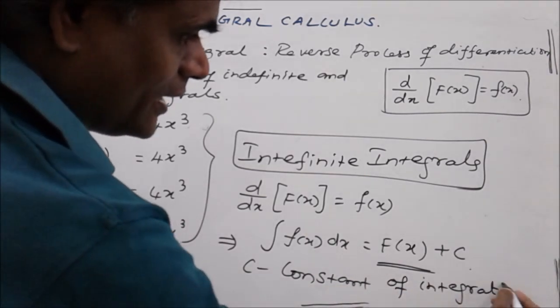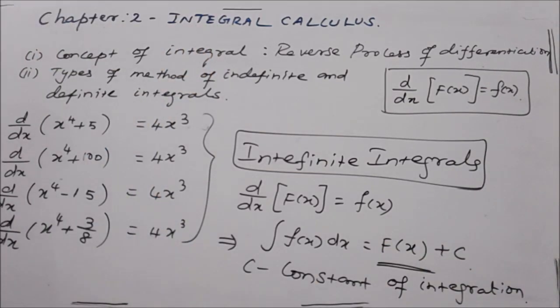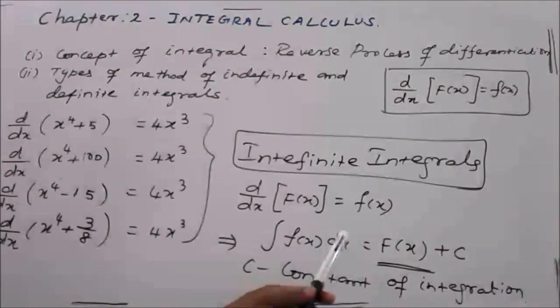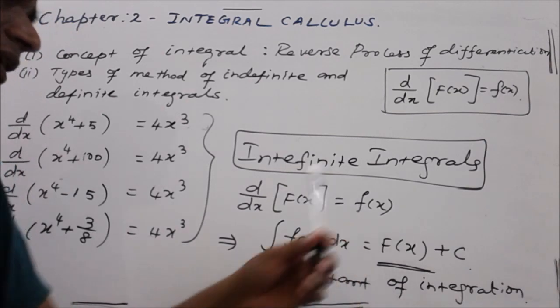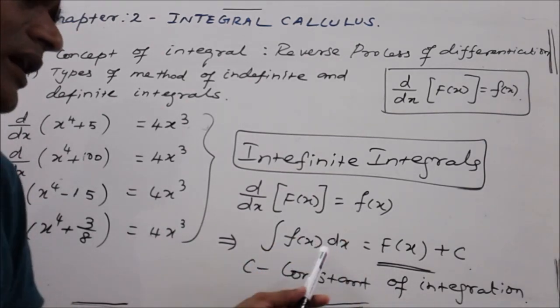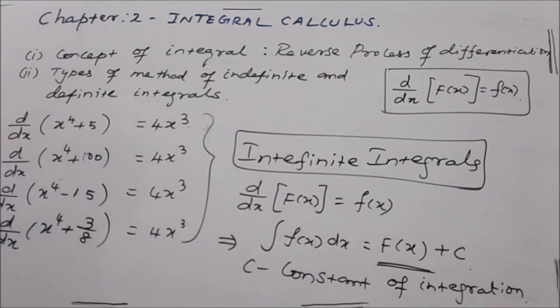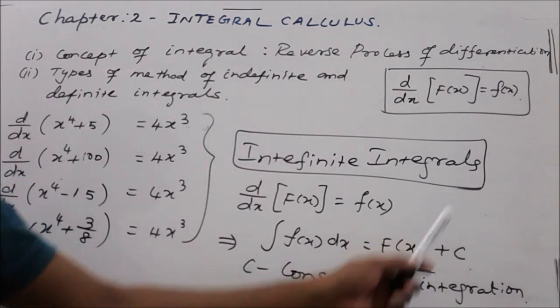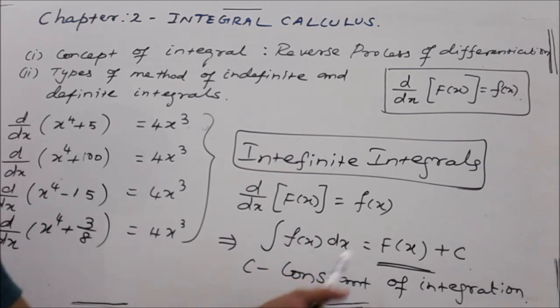There is a constant in it. So how do we find that constant? If we need such a constant, we need 1 or 2 points, according to the problem. We need the points on the given curve. If the points are given on the curve, we will find the value of the required constant of integration c.